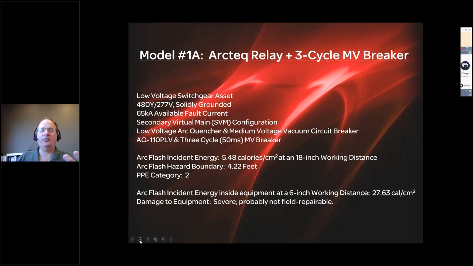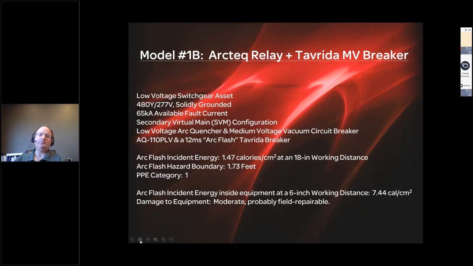And the takeaway from this is it doesn't matter how fast the arc flash relay is. The breaker is the slow element, which creates that high arc flash incident energy.